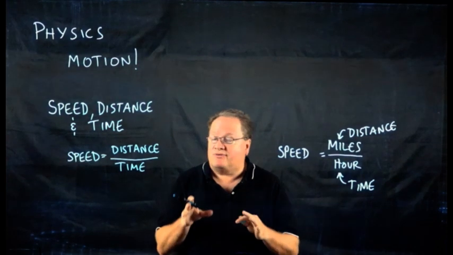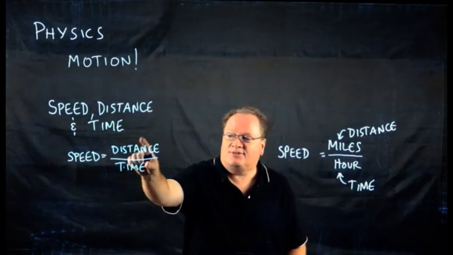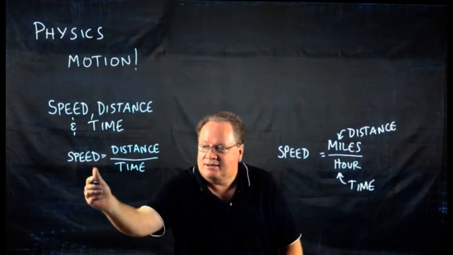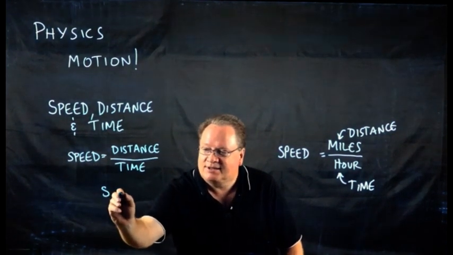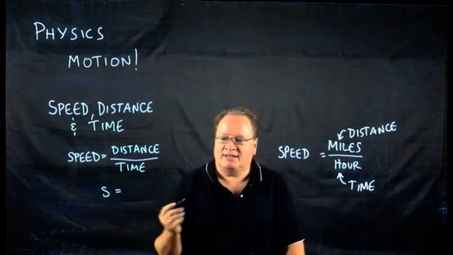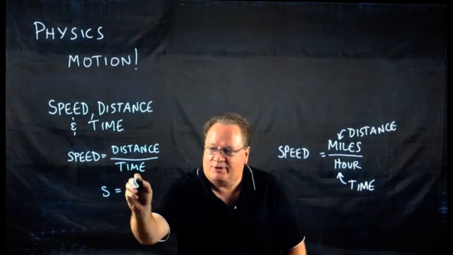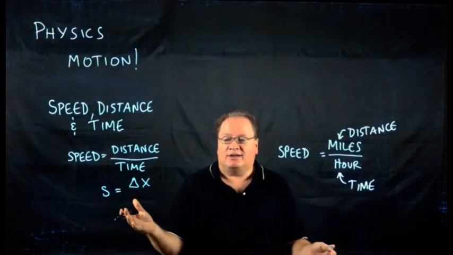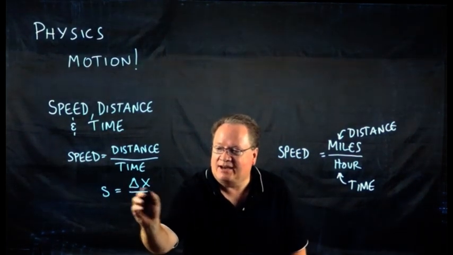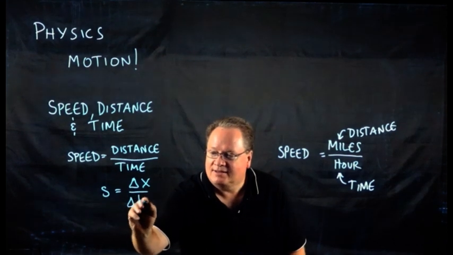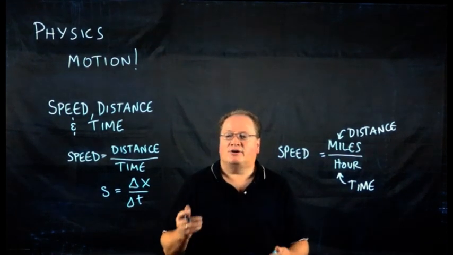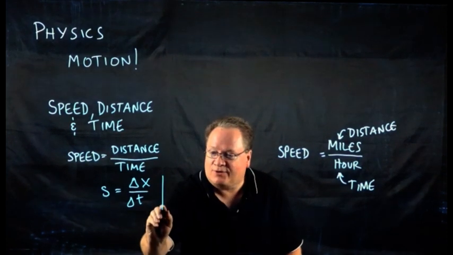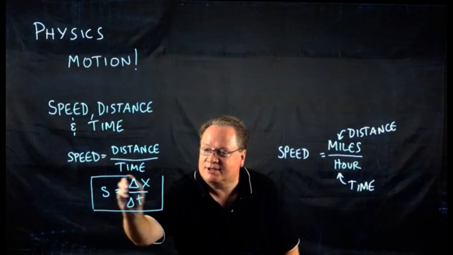Sometimes we use different variables to represent these two. You'll sometimes see speed as just s equals distance, and the fancy variable we use is delta x, that's our change in position, divided by delta t, our change in time. All right, so this is the first formula that you guys will see.